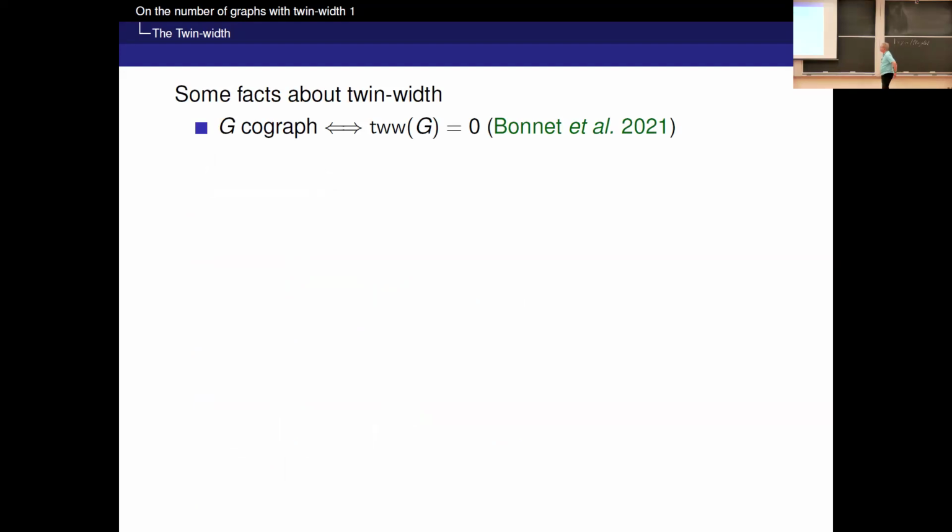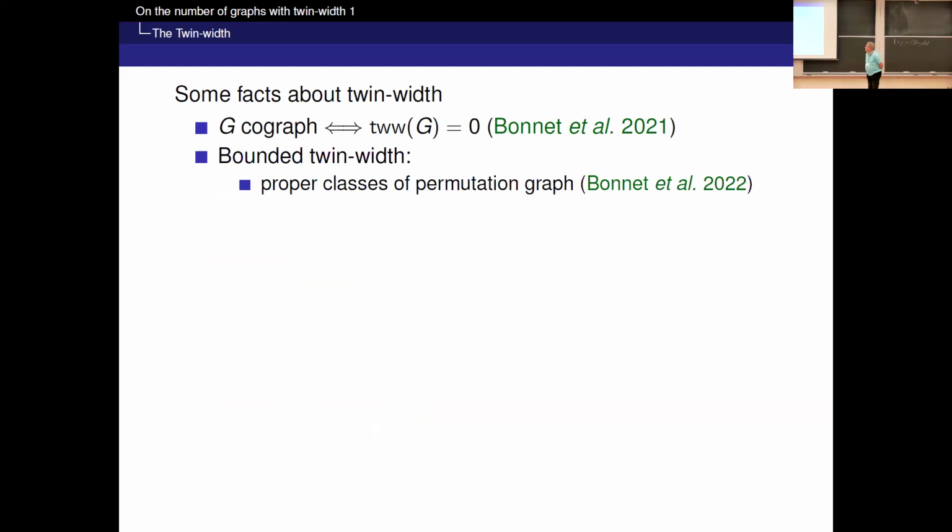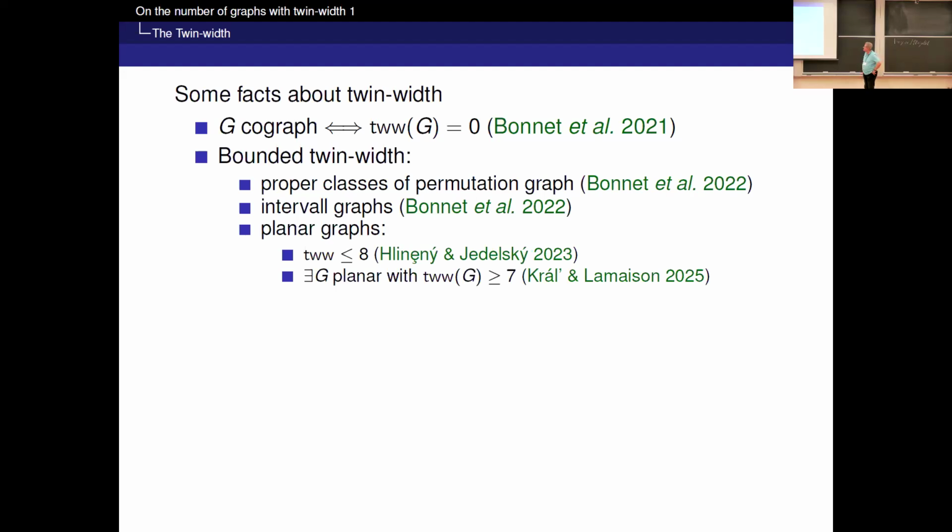Okay. Now, some facts about twin width. As I said already, cographs are exactly the graphs with twin width 0. Then, there are a lot of classes where it was shown that the twin width is bounded, like proper classes of permutation graphs, interval graphs, and planar graphs. One has shown, for instance, that the twin width of planar graphs is at most 8, and that there exists a planar graph with twin width 7. So it's not clear where the best bound is so far.